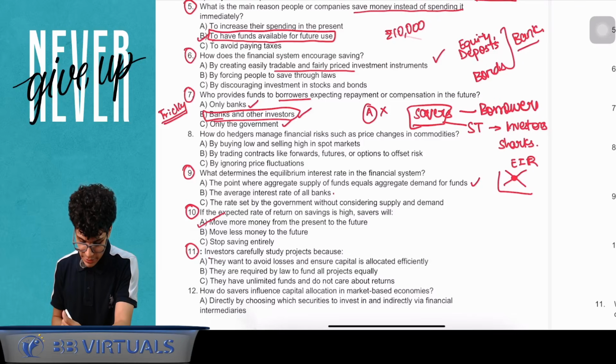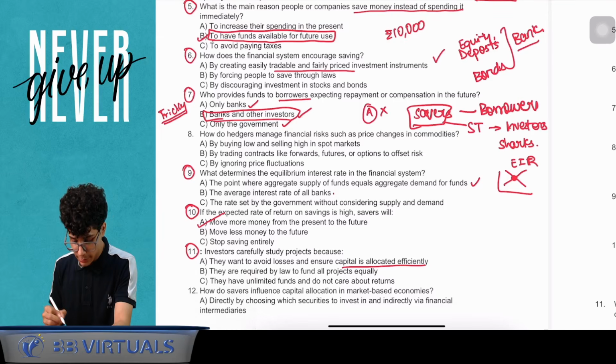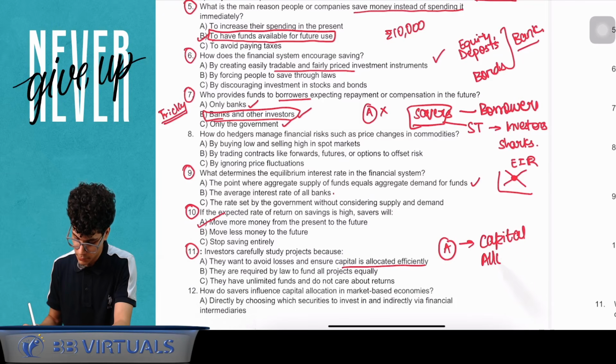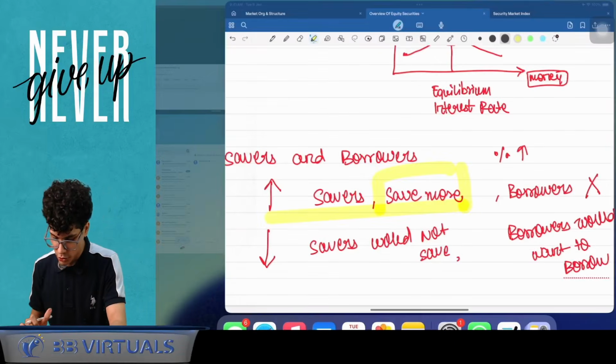And last, investors carefully study projects because they want to avoid losses and ensure capital is allocated efficiently, or they are required by law to fund all projects equally, or they have unlimited funds and do not care about returns. The answer is A, so that there is optimum capital allocation. Okay? Okay sir. So this was what I meant.